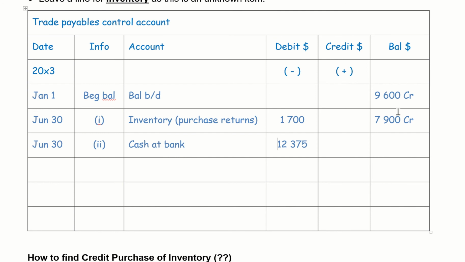And after I do this, remember to continue to calculate your balance. So in this case, what is my balance? $7,900 credit, which is a positive number in this case, minus away 12,375. Oh, so now what happened is that my initial credit balance, or my positive balance, has now become negative, or it has become a debit balance.